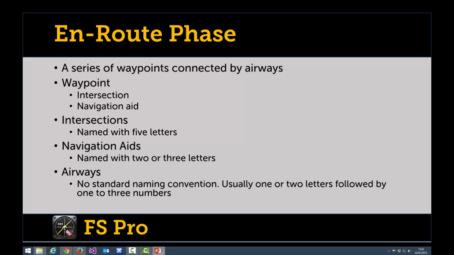Intersections are named using 5 letters. Navigation aids are named using 2 or 3 letters. Airways have no standardized naming convention. In general, though, they consist of 1 or 2 letters followed by 1 to 3 numbers. Let's take a look at an example.